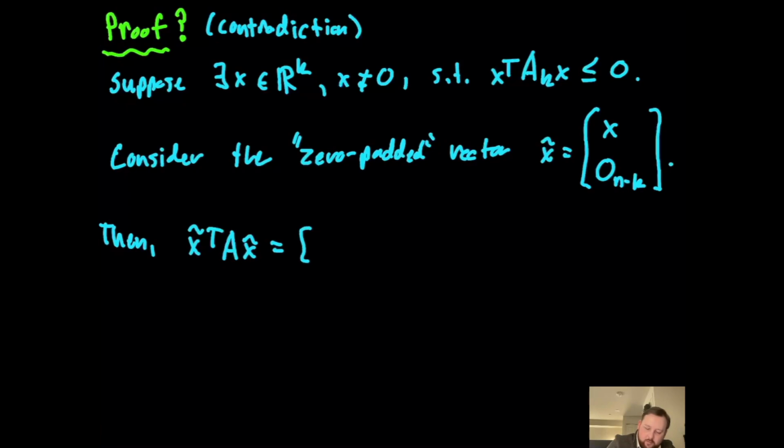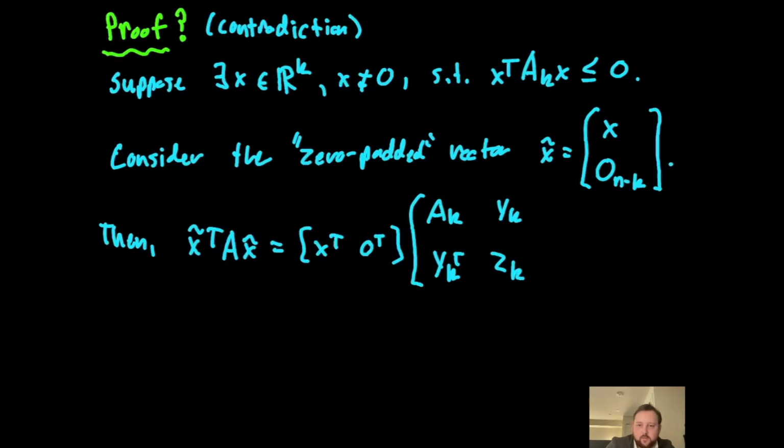This is going to be equal to x transpose 0 transpose. And in terms of that block notation, we're going to have AK in the upper left block. We're going to have some YK transpose and some YK in the top right block and the bottom left block. And then there's also some ZK. We don't actually care what these things are because they're going to disappear in the proof. I'm just letting this denote whatever entries are in those blocks. All right, and then I'll get x and 0 there.